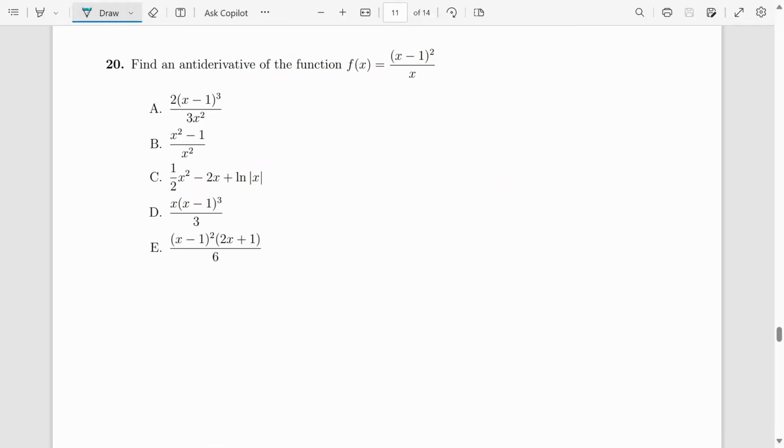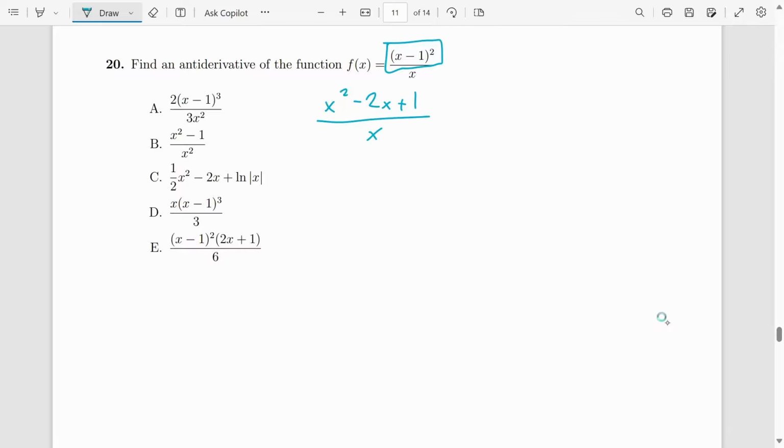Question 20, find an antiderivative of the function f of x equals x minus 1 squared all over x. So, all right, this is just a basic antiderivative integral question. These are the opposite of derivatives, so imagine if this was some function's derivative, what is the original function? So I think we can solve this one by first expanding out this top term here, x minus 1 squared. So that'll become x squared minus 2x plus 1 all over x.